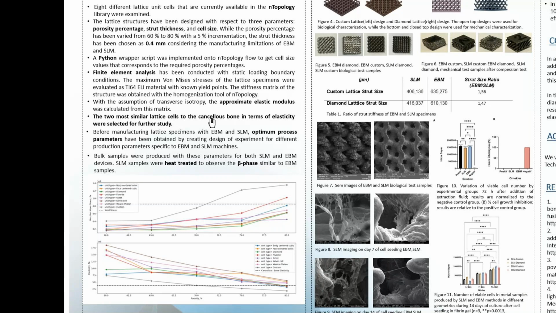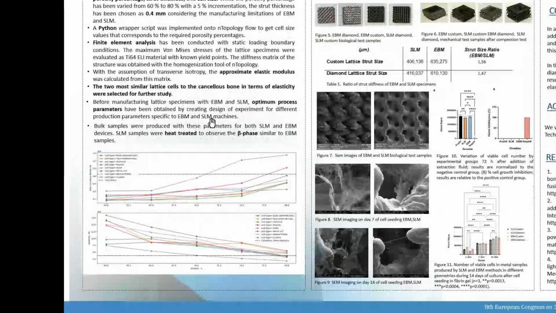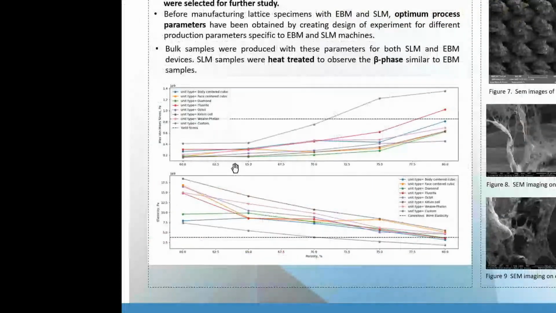Before manufacturing the lattice specimens, we conducted another study to get the optimum process parameters. After that, we produced bulk samples and conducted Archimedes tests and micro-CT analysis of them. Here you can see the lattice selection criteria. The line is the elastic modulus of the cancellous bone, and the 2 we selected are the upper ones.